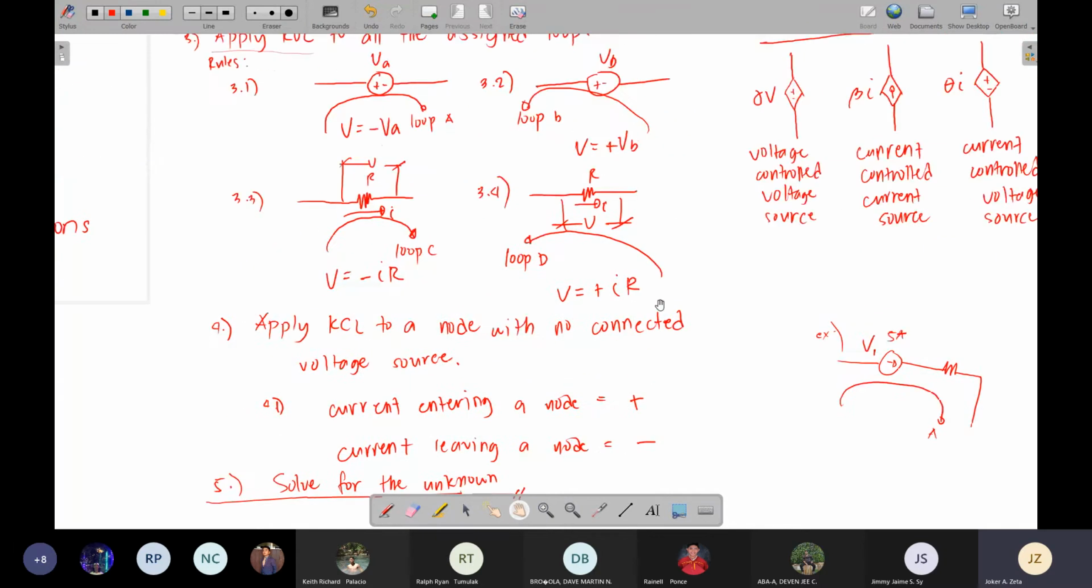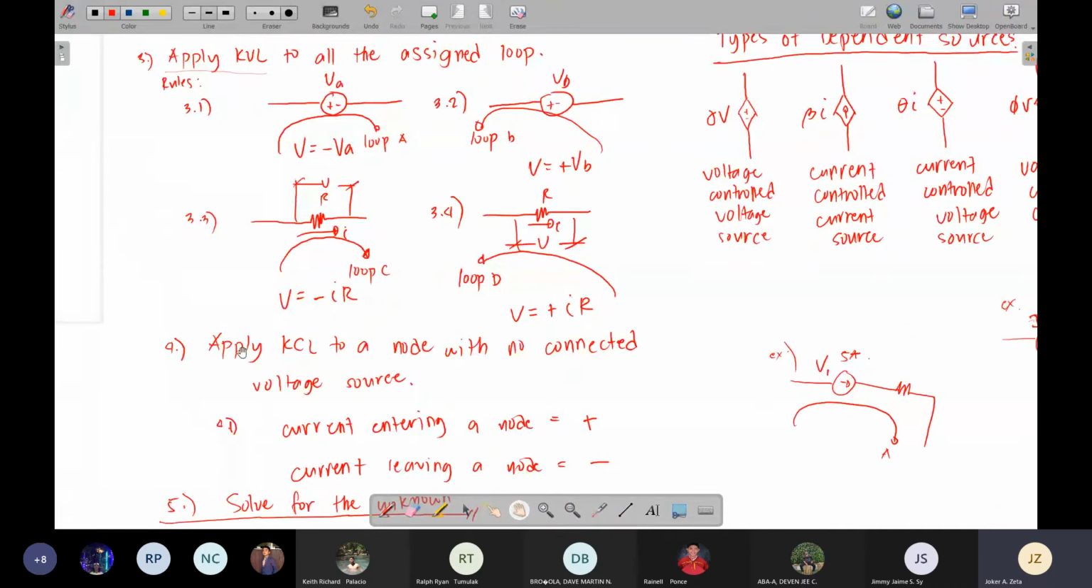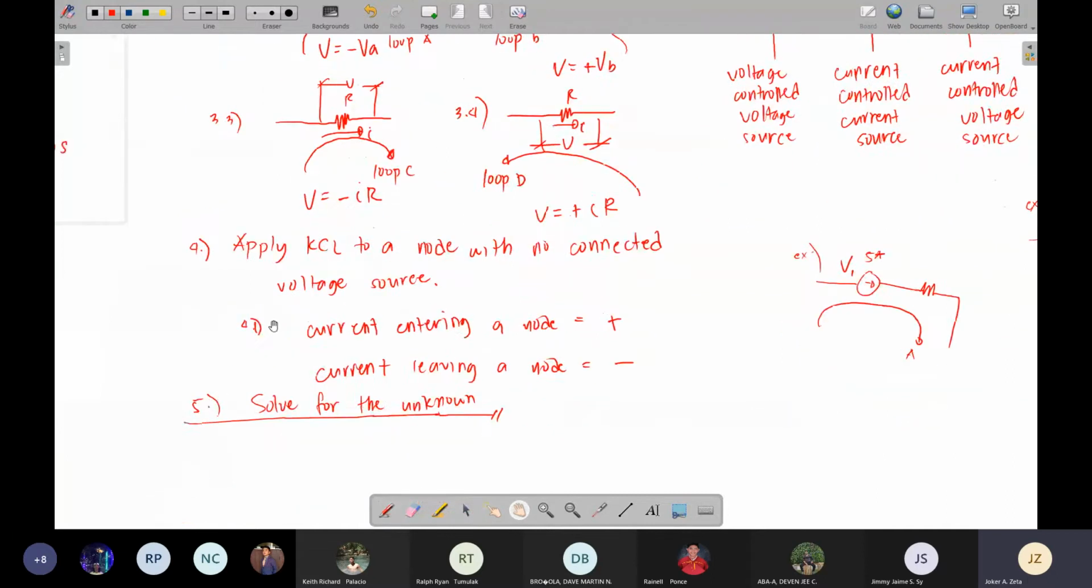So, let me repeat again. Step number 1, assign current in every resistor. So, take note that the number of unknown currents equals number of equations needed. Step number 2, assign loop to a closed circuit where there is no current source. Then, step number 3, apply KVL. Then, step number 4, apply KCL para makumpleto yung mga number of equations needed. And lastly, step number 5, solve for the unknown. Mag-solve na dayon ka. Okay?